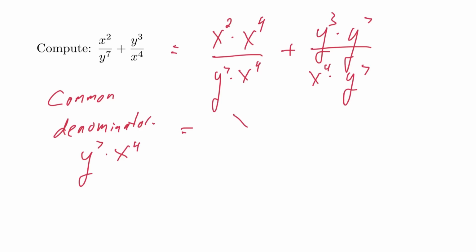So what is x squared times x to the 4th? We will review this shortly, but this is x to the 6th. I add the exponents. Plus y cubed times y to the 7th is y to the 10th. And then downstairs I get, let's rearrange as x to the 4th times y to the 7th. So in this case, to simplify it, put it under a common denominator, all I have to do is figure out what that common denominator is. And then I can add the new numerators.